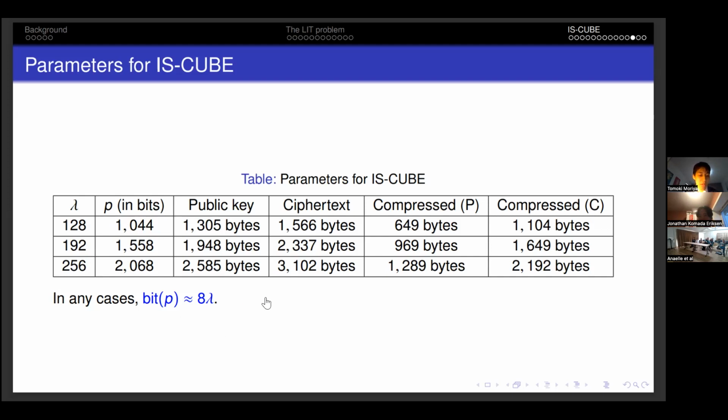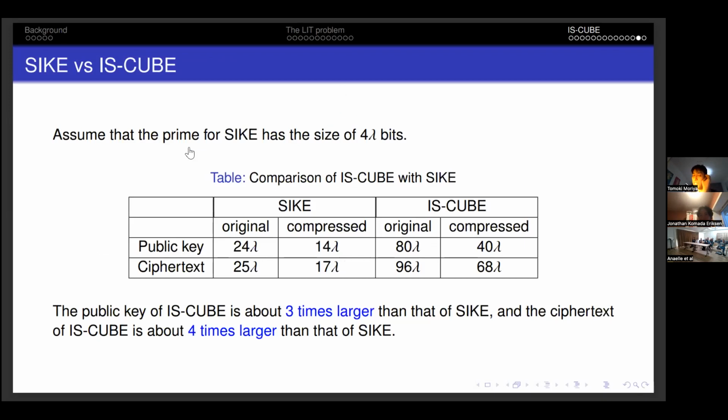Then we can also compare with the size of SIKE. We assume that the prime for SIKE has a size of 4 lambda bits. For SIKE, the size of the original public key is about 24 lambda, and the compressed version is 14 lambda. For ice cube, the public key of the original one is 18 lambda, and the compressed one is 40 lambda. I didn't explain the compressed ice cube, but we can use the same technique as for compressed SIDH on ice cube. This is the result of that compression.